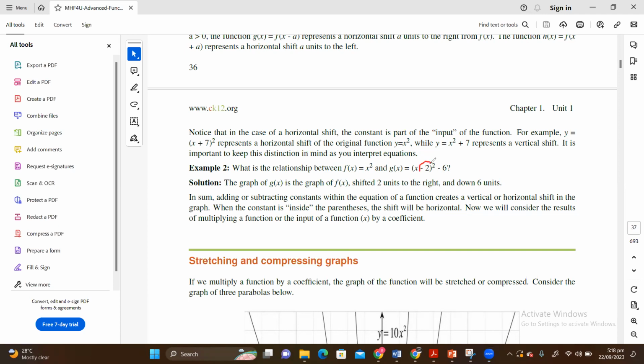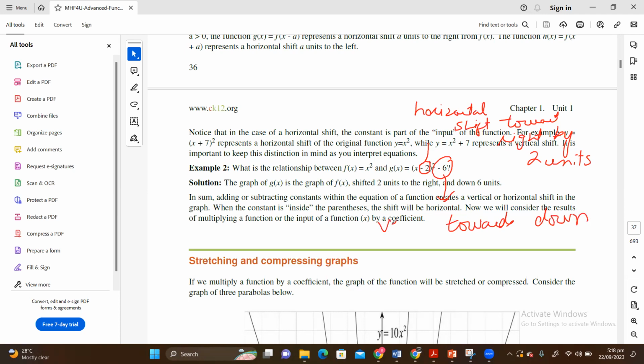So x minus 2, what shift? Horizontal. It will be the horizontal shift towards the right by 2 units. And negative 6 means up or down? Negative means down. This will be a vertical shift, towards down by 6 units. Getting it? Yes.